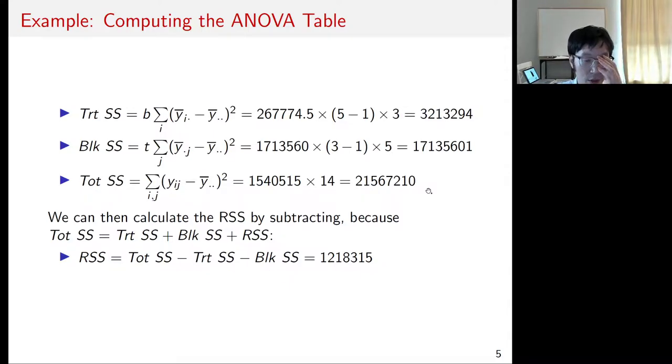All right, so once we have these three sums of squares, in the ANOVA table, we can get the residual sum of squares, which we have not calculated directly because that expression is the most cumbersome. It involves four terms inside the square term. So since we have the treatment, block and total sum of squares, and we know that the total is equal to adding together the other three sums of squares, treatment, block and residual, we can get the residual by subtracting the treatment and block sum of squares from the total, and we get the residual sum of squares.